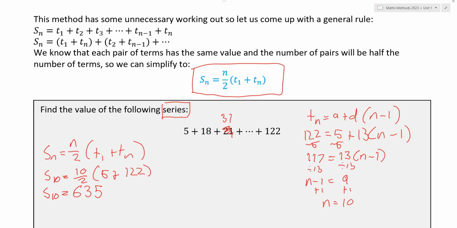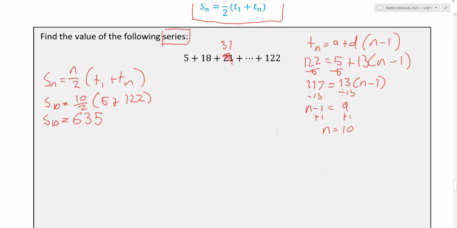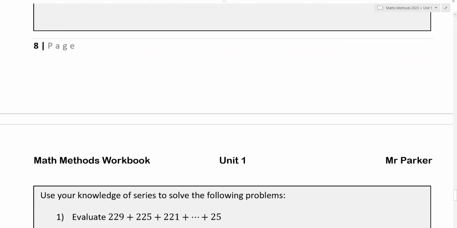Term 1 plus term 2, 3, 4, 5, 6, 7, 8, 9, 10: 635. Cool. Let's flip over.